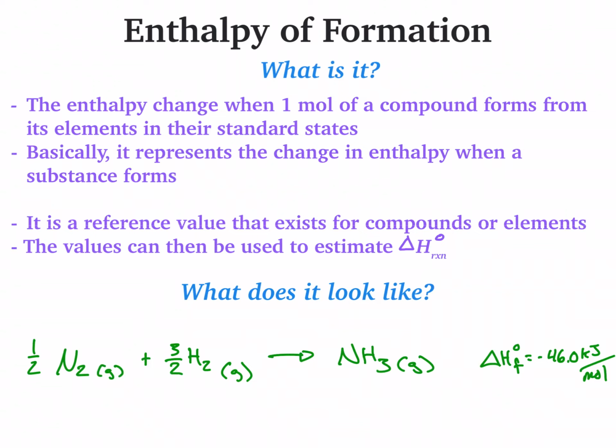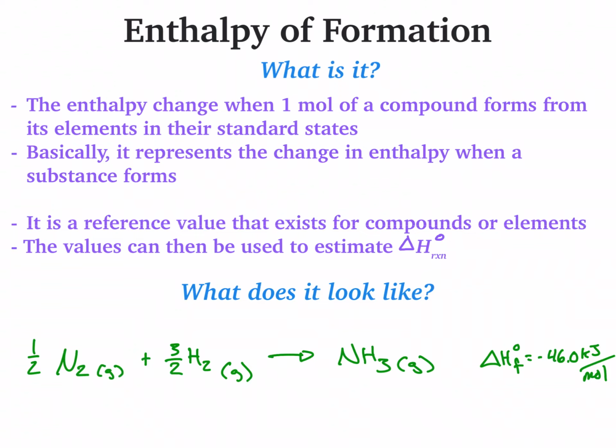It's a specific type of reaction. It's a chemical change, a process that is occurring, right? And this is the enthalpy change for the formation, that's what the F means, at the standard state. It's going to release 46 kilojoules for every 1 mole that is produced. So for this specific compound, this is an exothermic process, but occasionally it can be an endothermic process too, where to make 1 mole of a substance, it's going to be a positive value over here. Enthalpies of formation are the reference values that exist for compounds or for elements.